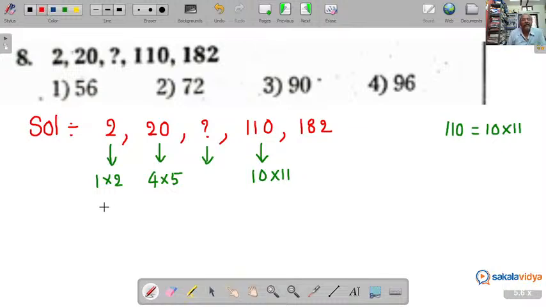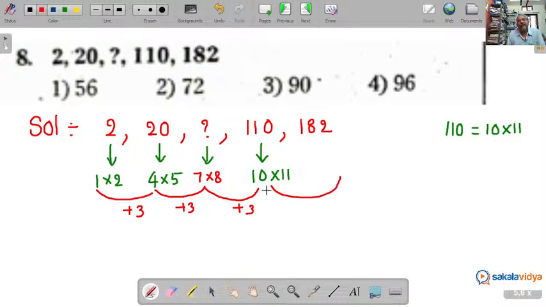See what is the pattern behind this one, means 1 plus 3. Next 4 plus 3. Next plus 3. So 4 plus 3 is 7 into next 8. 8 plus 3 is 11. Next followed by the plus 3 pattern. Now 13, 13 into 14. Just multiply 13 times 14, that is 182. Yes, 182 is absolutely correct.